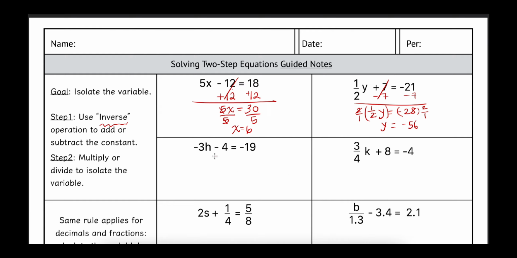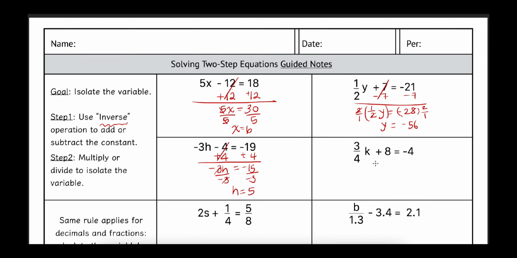In this question, same thing, you add 4, which is the inverse of subtract 4, to both sides, and you have -3h is equal to -15. It is a good habit to make sure that you cross out the numbers that are no longer needed. And you divide by -3 on both sides, and h is equal to 5.